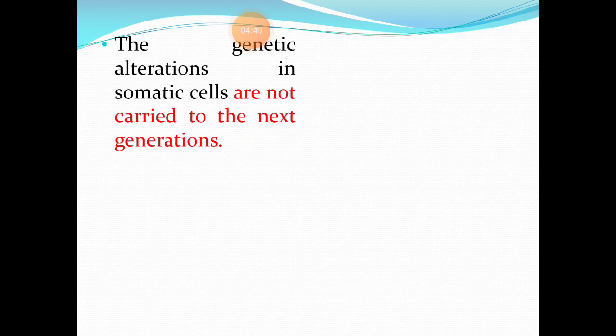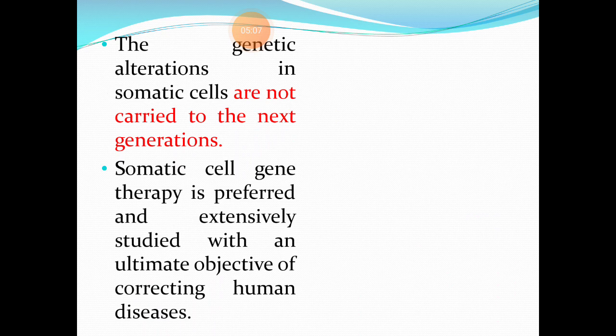The genetic alterations in somatic cells, please note, are not carried to the next generations. Whereas if gene therapy is done at germinal cell lines, it is heritable, it is carried on to the next generations, which is not so in case of somatic cell gene therapy. Then this is preferred and extensively studied with an ultimate objective of correcting human diseases.